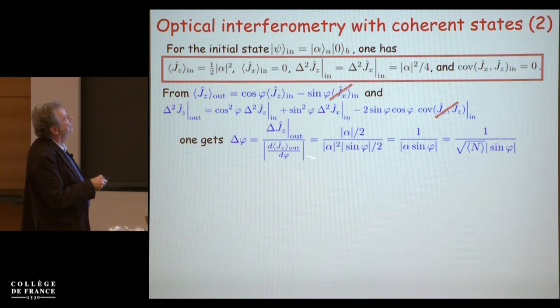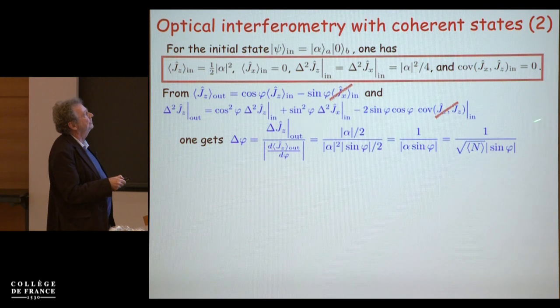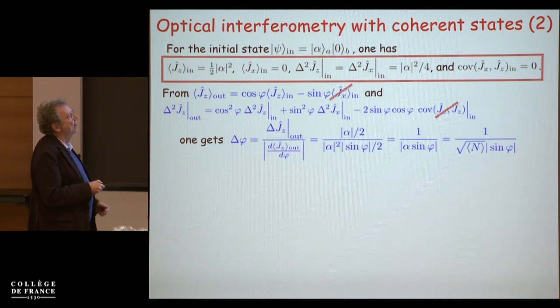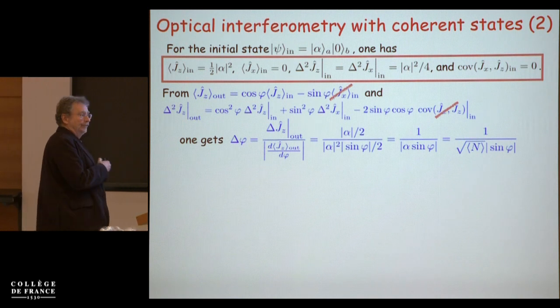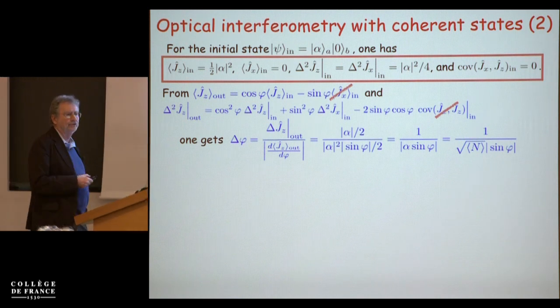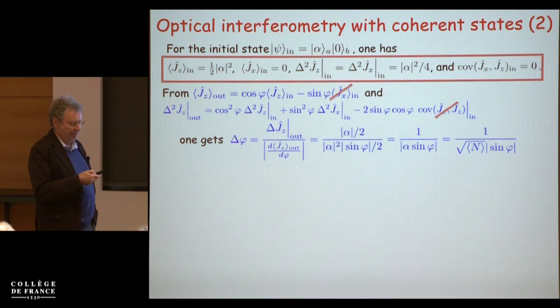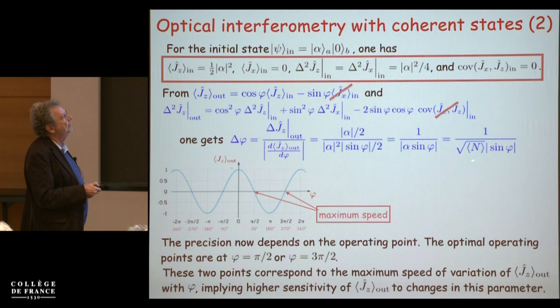And now you get this expression for the uncertainty. It's just given by this one. And now you see, first remark, that it's different from the previous one. So that shows that the uncertainty depends on the incoming state. But it also shows that it depends on the angle phi.